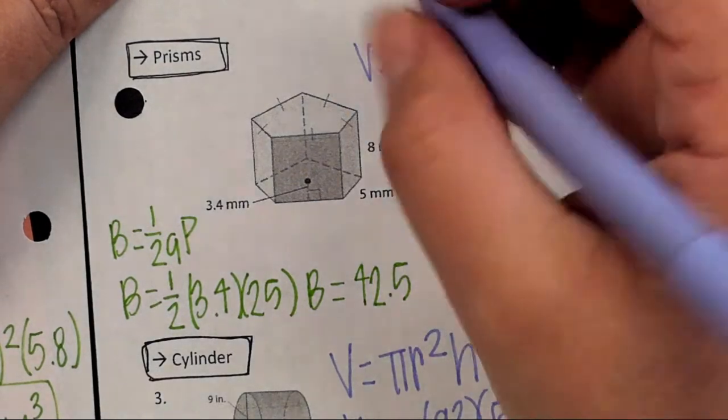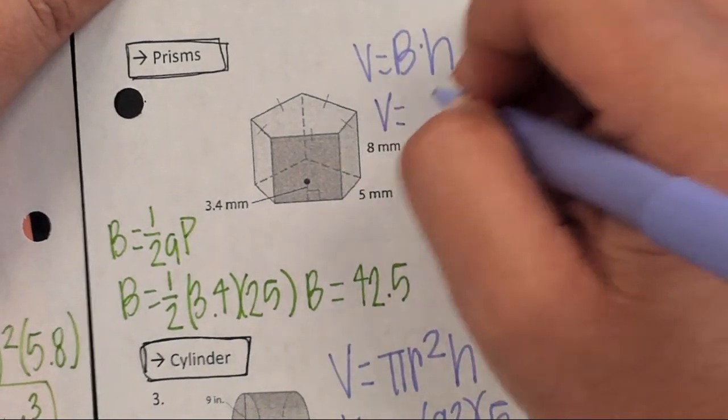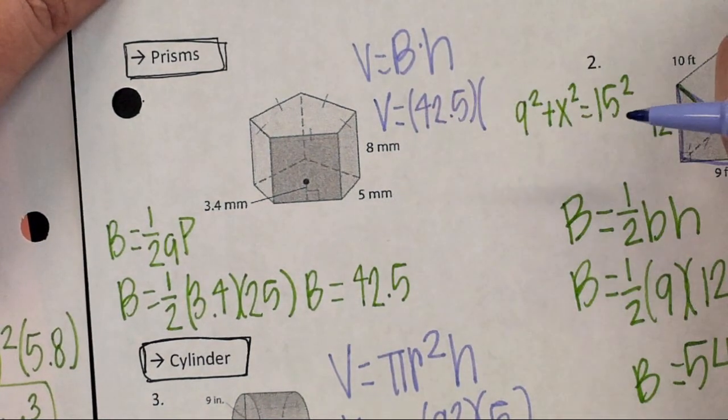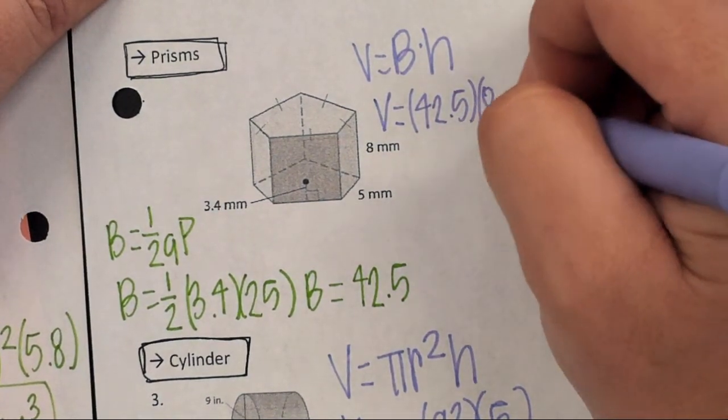However, we're still not done. You actually have to plug it in to find the volume. So you're going to have big B, which is 42.5. What's the height? 8.